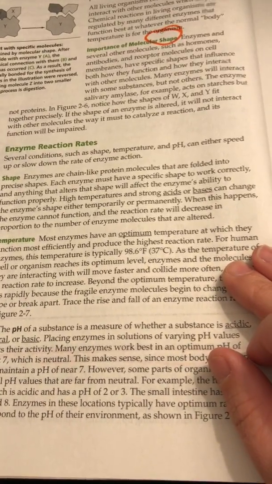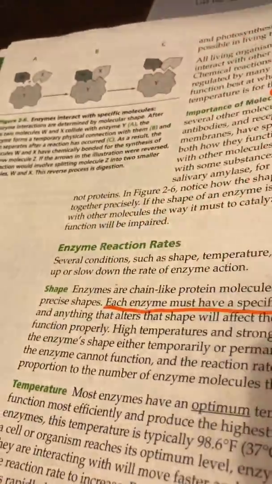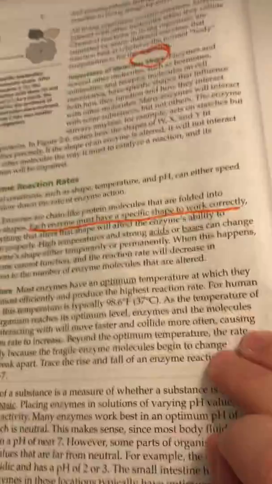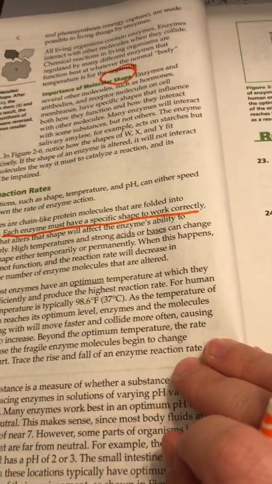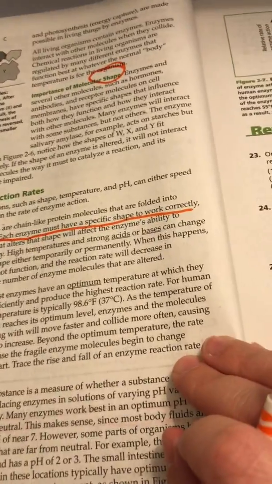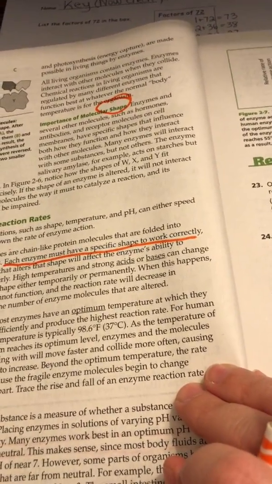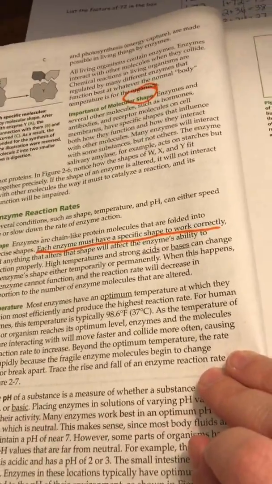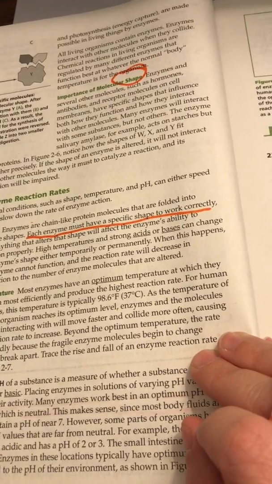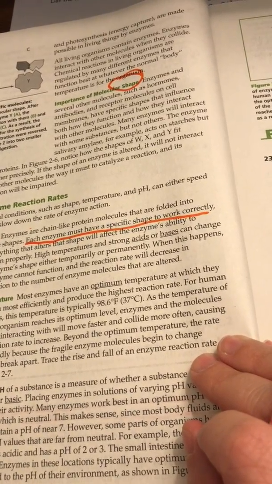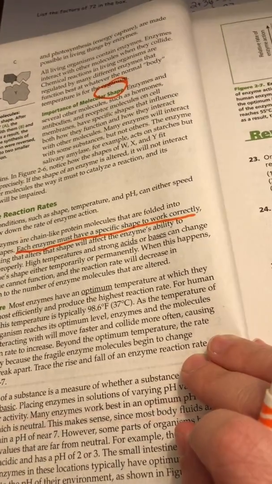Each enzyme must have a specific shape to work correctly. Underline that. And anything that alters the shape will affect the enzyme's ability to function properly. High temperatures and strong acids or bases can change the enzyme's shape, either temporarily or permanently. When this happens, the enzyme cannot function. The reaction rate will decrease in proportion to the number of enzyme molecules that are altered.